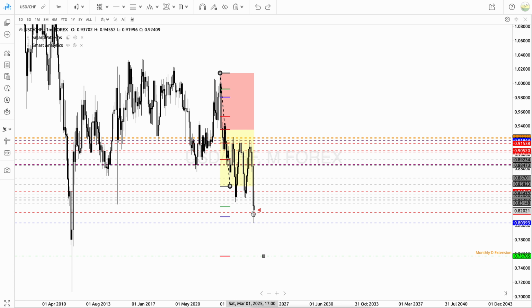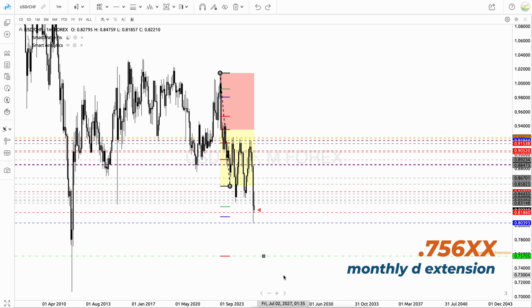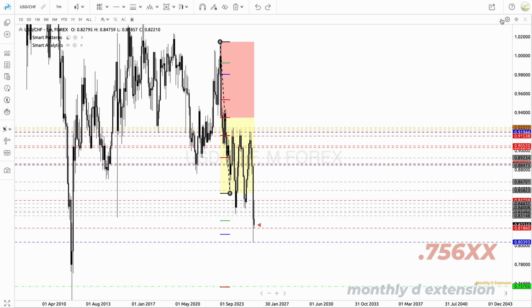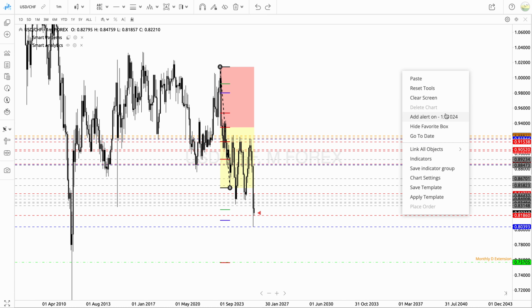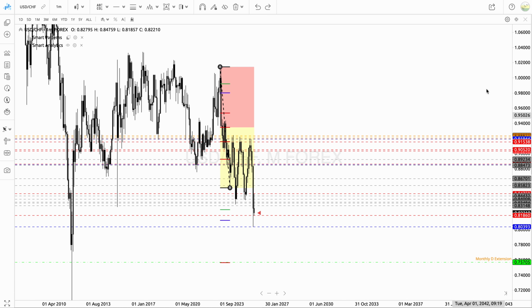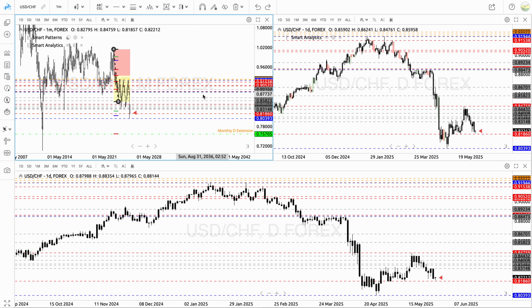And then over the last couple of months, we've dropped. Price came down to the weekly support level and started to push back to the upside. But our ultimate target for this D extension sits at 759, it looks like. So that's good to know, right? Now I use several different charts as I'm working through my charts. So I just carry down everything that I marked up in this chart over to this chart.